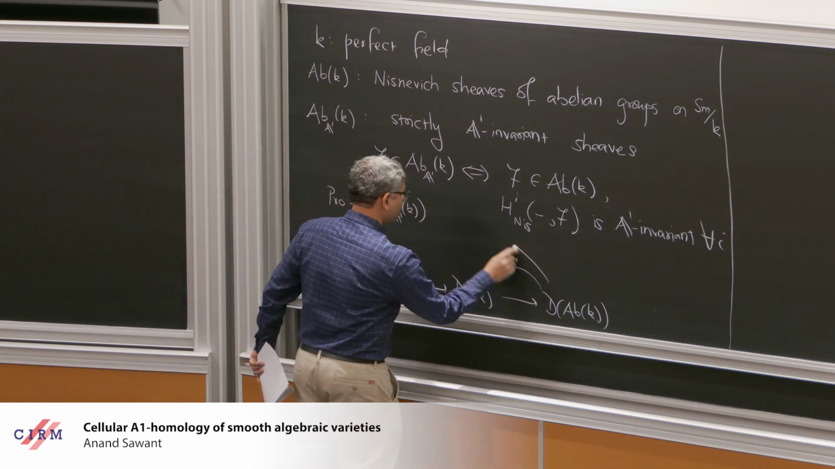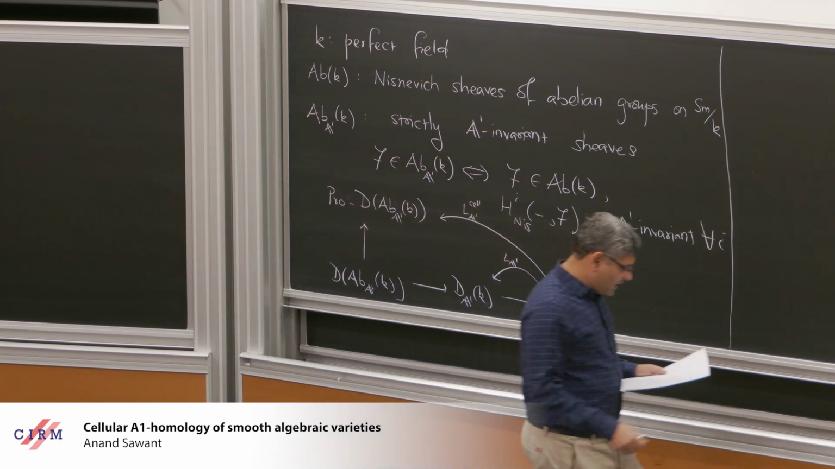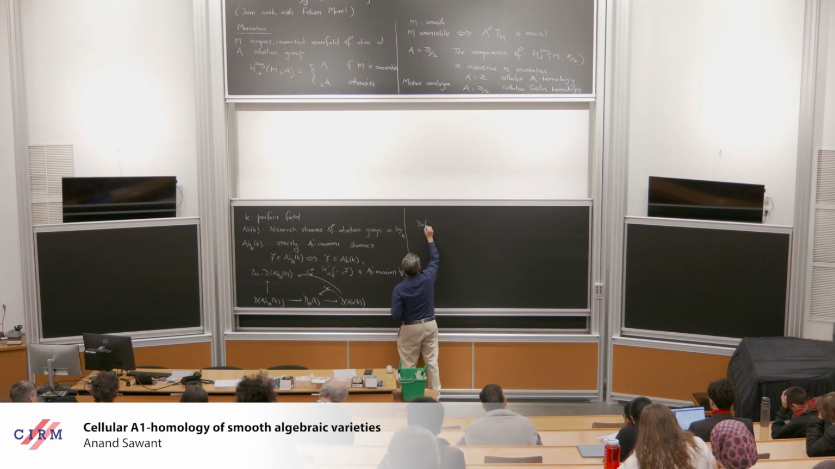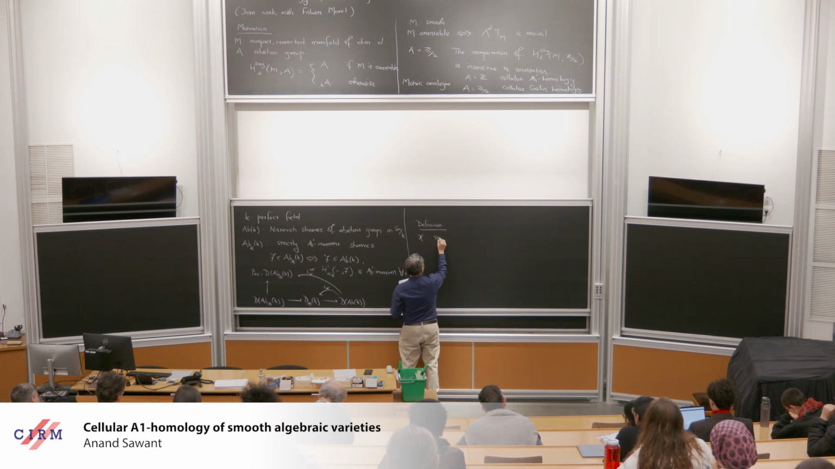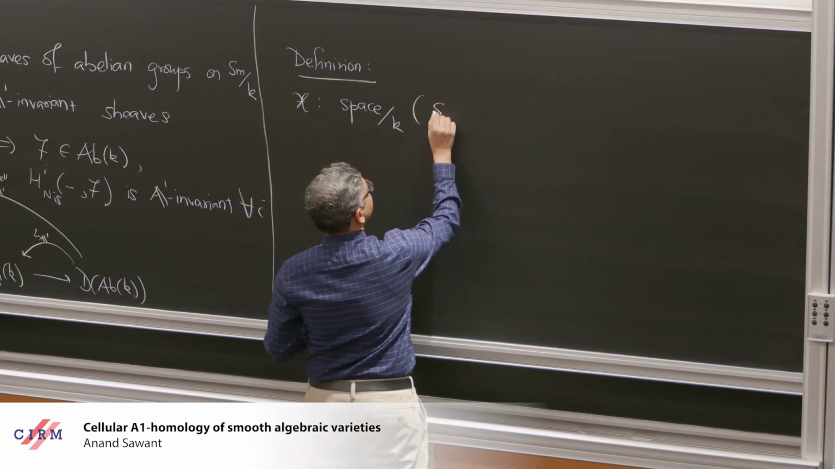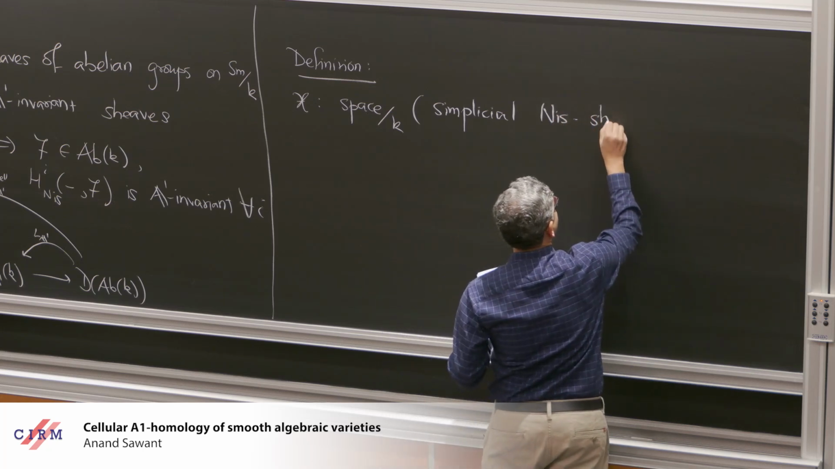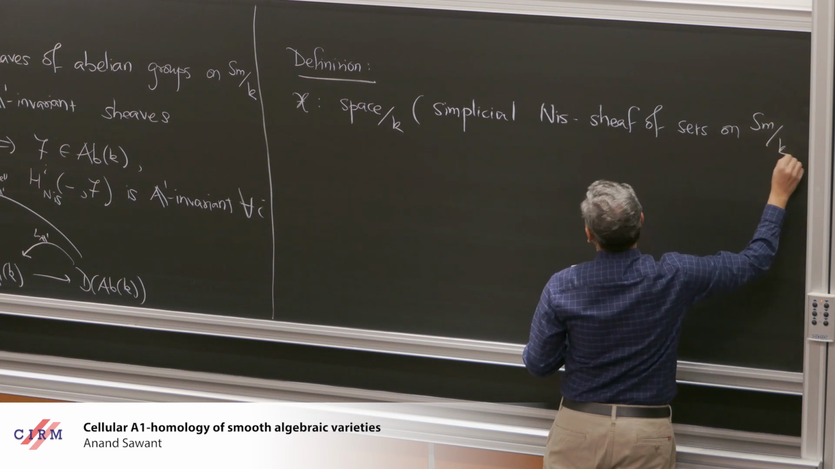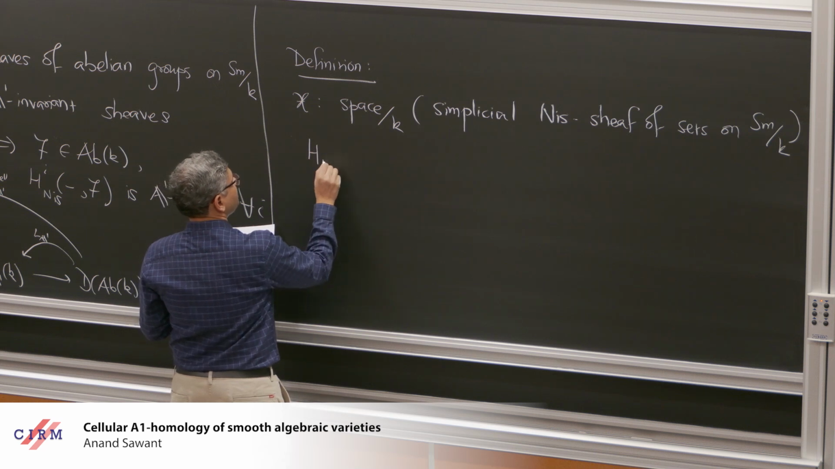But you have a pro left adjoint, and I'm going to call it LA1 cell, and I'll explain why we call this cellular homology. So, definition. If X is a space, by that I mean a simplicial Nisnevich sheaf of sets on the smooth schemes.